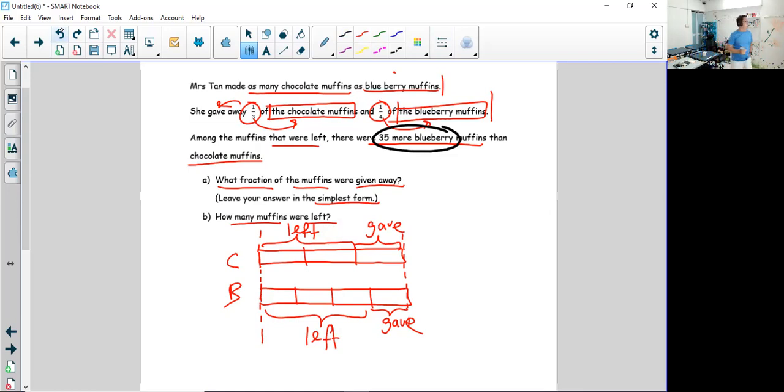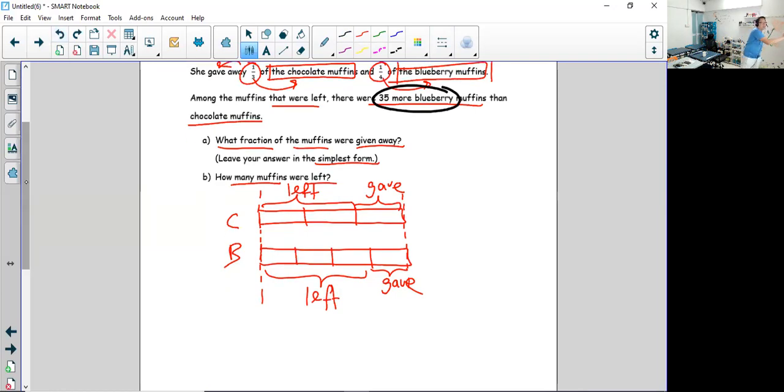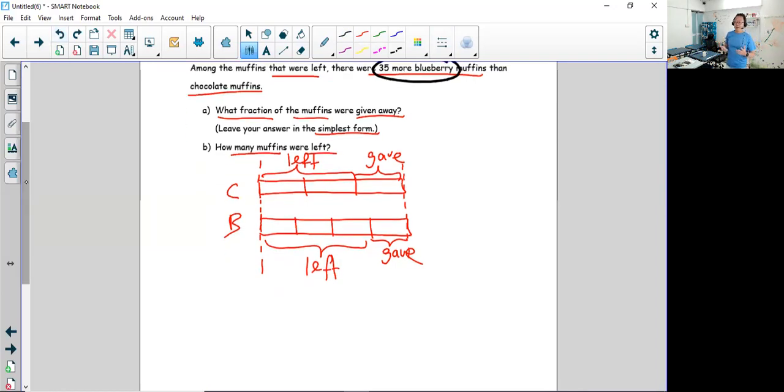So when you have finished your model drawing, then you study your model, look at your model, and try to pull out the steps, right? Okay, but before you can pull out the steps, you can see that the boxes are different sizes.